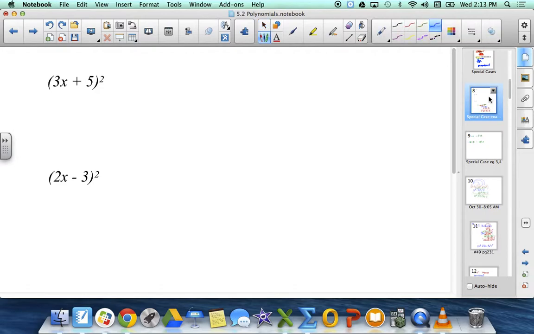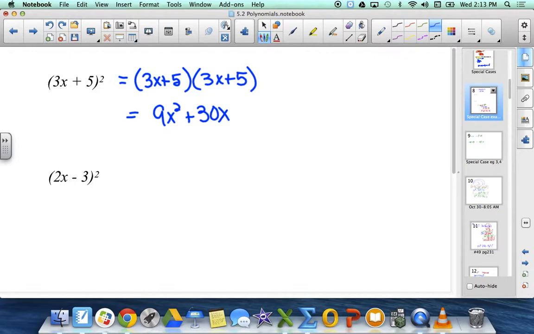So like I said, you want to write this down twice. You can FOIL it together, but it's going to be the first number squared, so that's 9x squared. Multiply these two together and you get 15x, and double it, so you get 30x. Square the last term and you get 25. So once again, you can multiply it out, but that's what you're going to get.